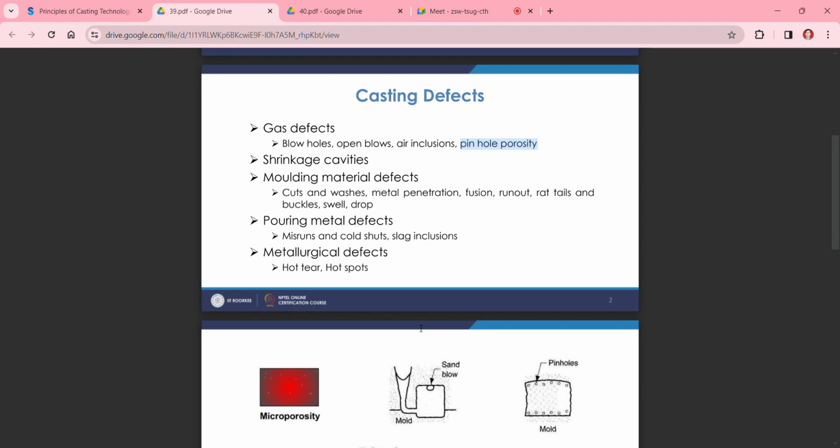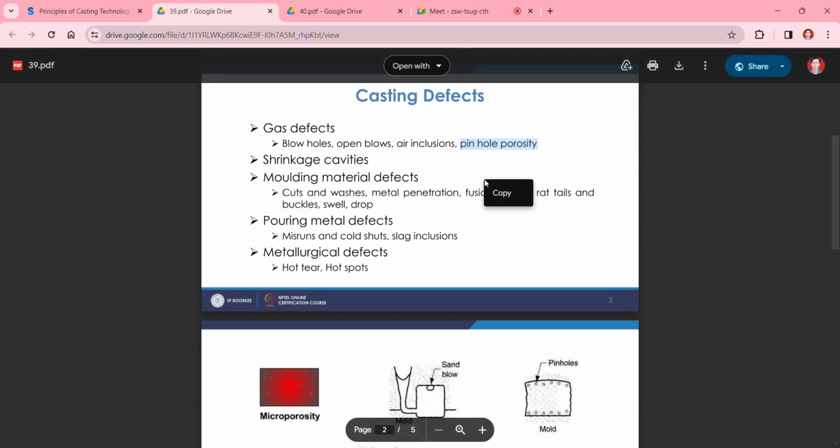Then coming to molding material defects: cuts and washes, metal penetrations, fusion, runout, rat tails, and buckles or swell drop. These types of defects come up if we talk about a permanent mold, and we are talking about the two halves of that permanent mold.